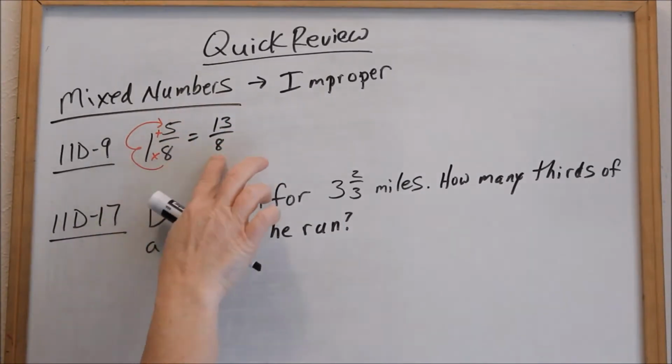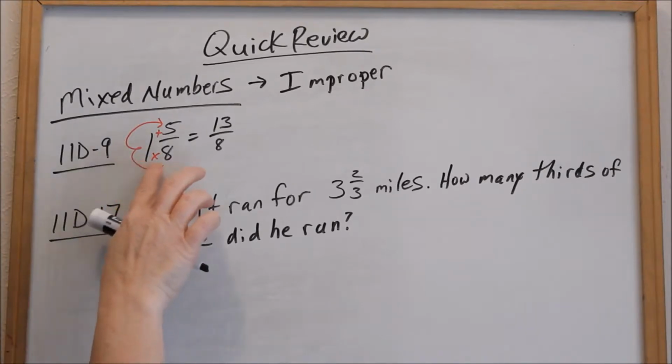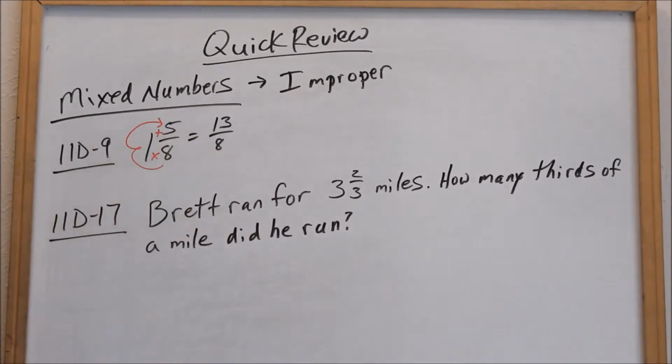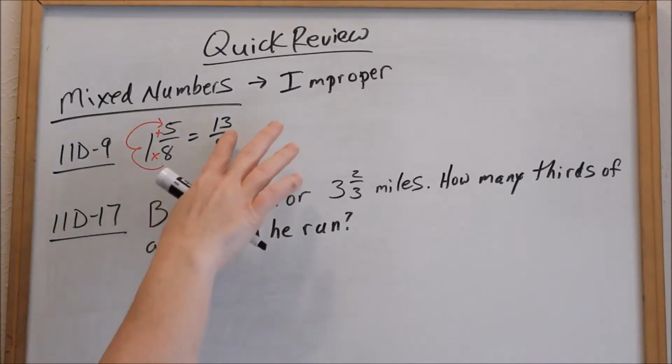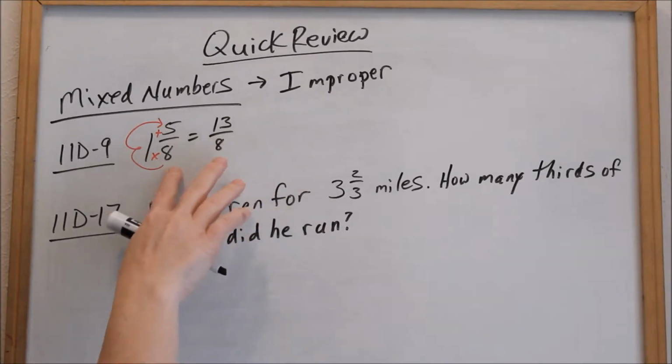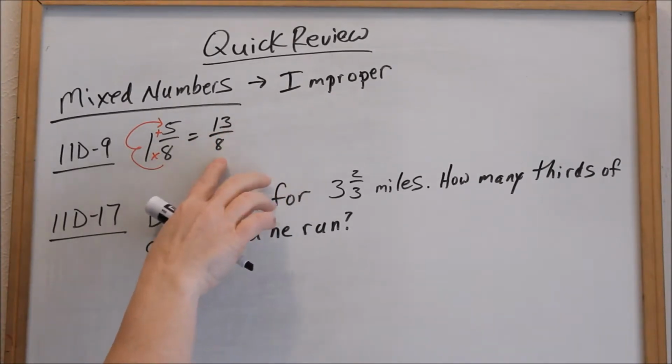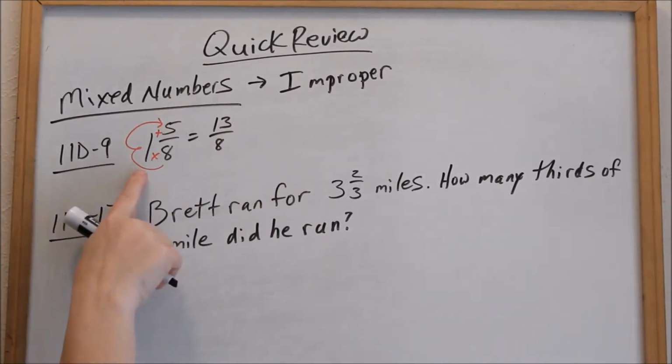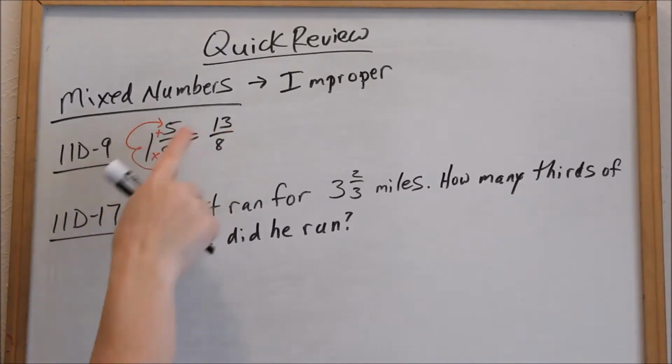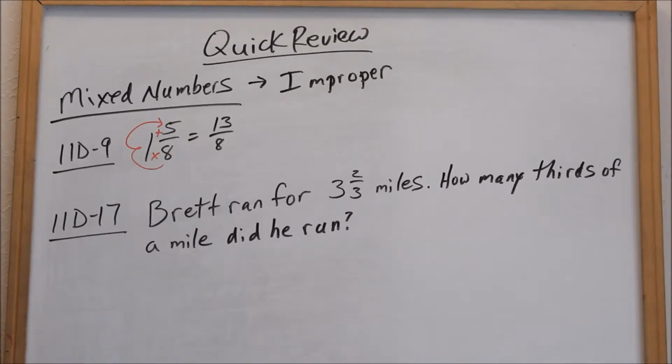The denominator is always the same. So 1 5/8 is the same thing as 13 eighths. If you took a rectangle and divided it into 8 and you had 13 of those parts, you would actually have more than 8 of those. You can see 8 goes into 13 more than 1. So 8 times 1 plus the 5 gives you your new numerator. The denominator stays the same.